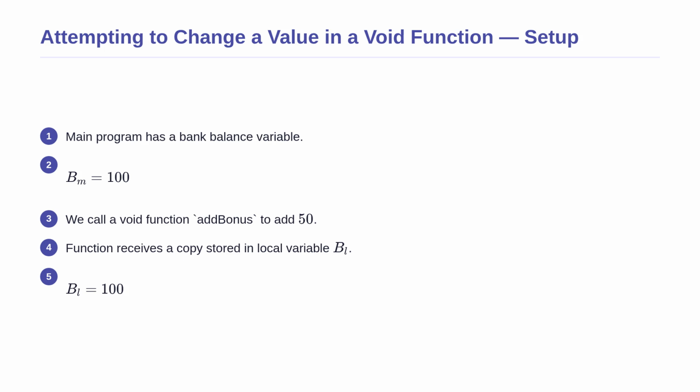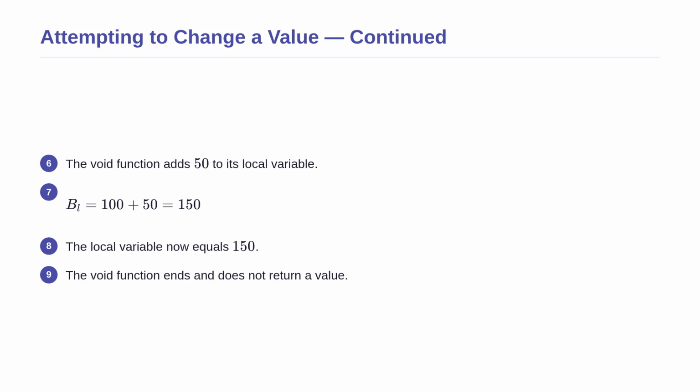Because of pass by value, the function receives a copy of the 100, which it stores in its own local variable BL. So inside the void function, the local copy starts at 100. Continuing inside the void function, the program executes the addition. It takes the local variable BL and adds 50 to it, attempting to give us a bonus. The local variable inside the function now equals 150.